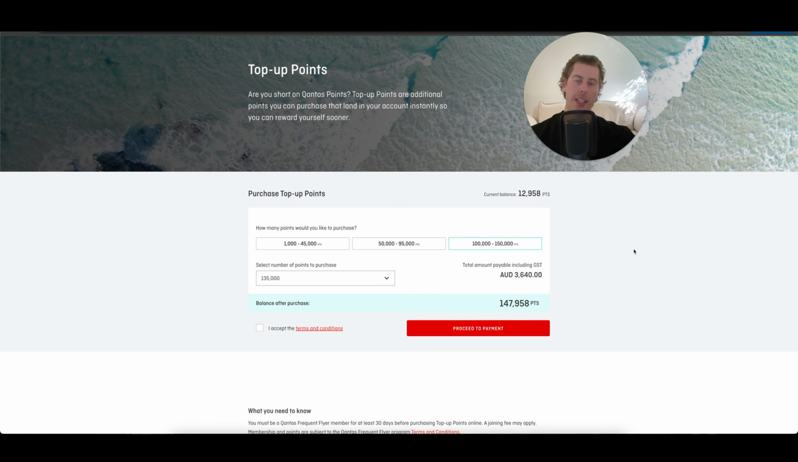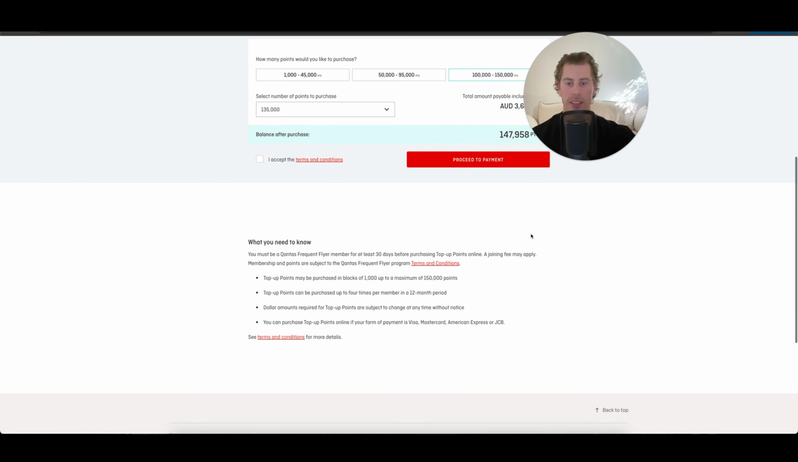Now just before we do the maths on how much you're actually saving here, a couple of things. You have to have been a Qantas Frequent Flyer member for at least 30 days, so when you're doing this strategy, try and plan well in advance. You can also only do this strategy 4 times per year per member in a 12-month period, and you can only purchase a maximum of 150,000 points at a time.